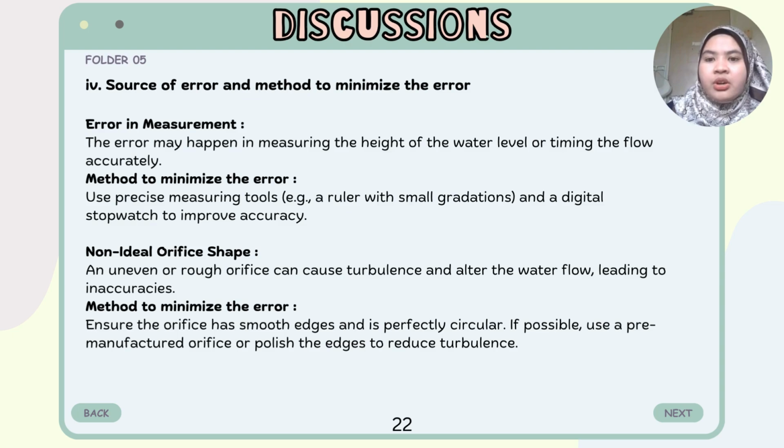The second source of error is a non-ideal orifice shape. An uneven or rough orifice can cause turbulence and alter the water flow, leading to inaccuracy. Method to minimize the error: ensure the orifice has a smooth edge and is perfectly circular. If possible, use a pre-manufactured orifice or polish the edge to reduce the turbulence.